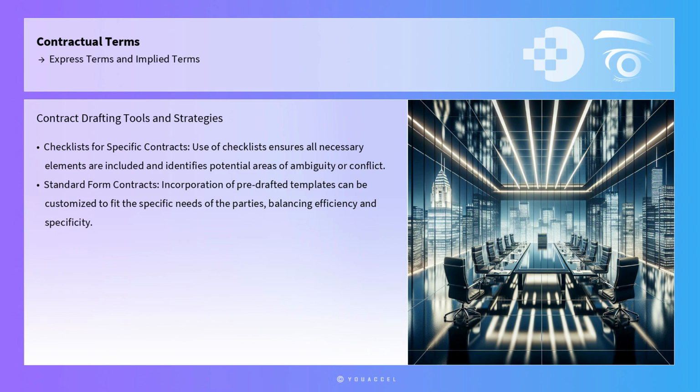One practical tool for drafting express terms is the use of checklists tailored to the specific type of contract. These checklists ensure that all necessary elements are included and help identify potential areas of ambiguity or conflict. By systematically addressing each component, practitioners can create comprehensive and precise contracts that minimize the risk of disputes.